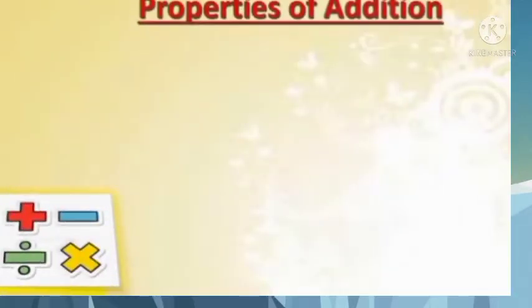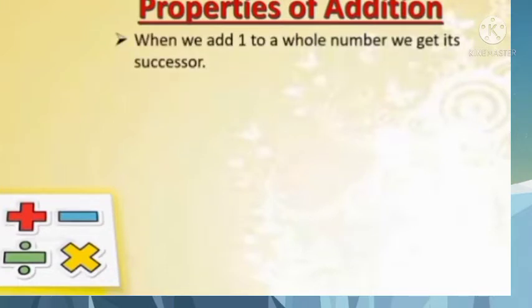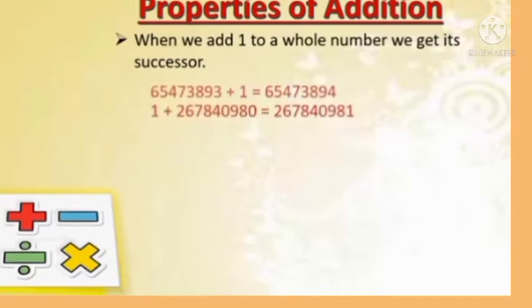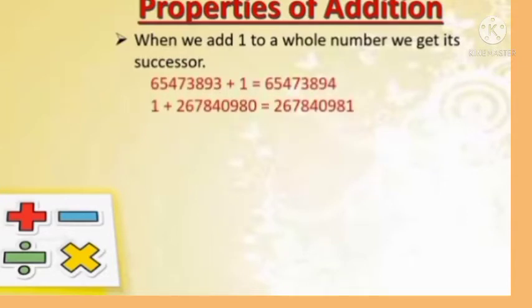See the properties of addition. When we add 1 to a whole number, we get its successor. For example, 6 crore 54 lakh 73,893 plus 1 gives 6 crore 54 lakh 73,894.